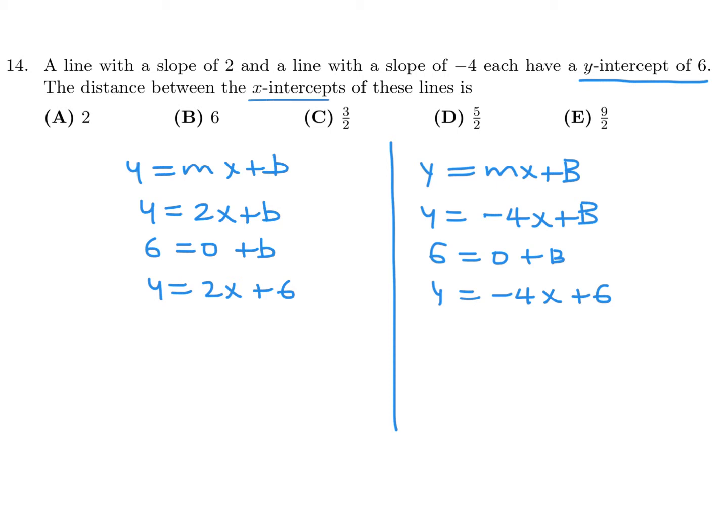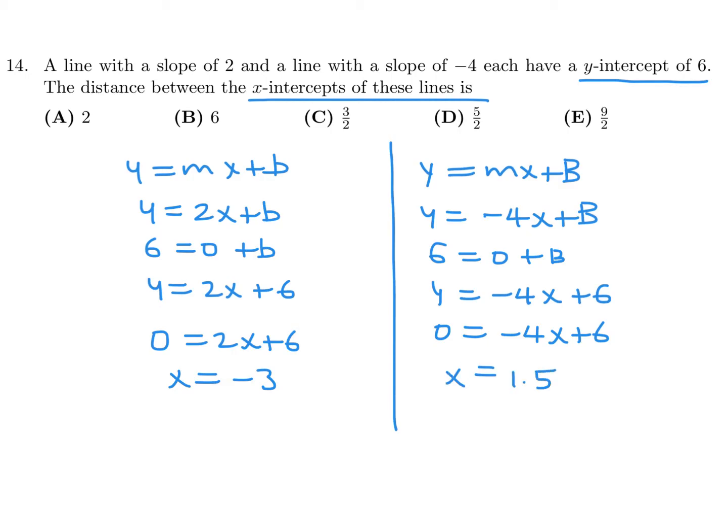Now we have to figure out the x-intercepts. You get the x-intercept when you set y to 0. So set y to 0 in 2x plus 6, and when you solve for this, x will be negative 3. In this one, when we set y equal to 0 and solve, I believe x will be 1.5. Then they're asking what is the distance. If we have the x-axis, and this is negative 3 and this is 1.5, the distance from there to there looks to me like 4.5. And 4.5 can also be written as 9/2, and therefore number 14 is E.